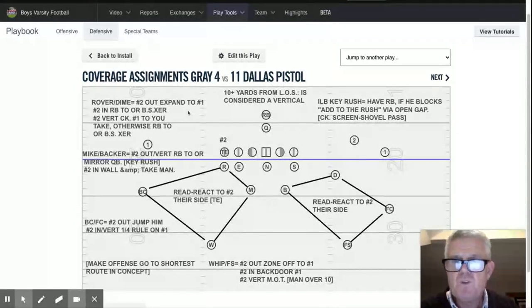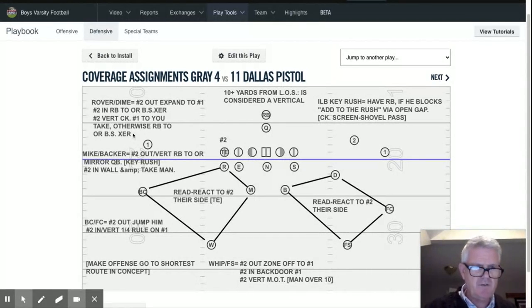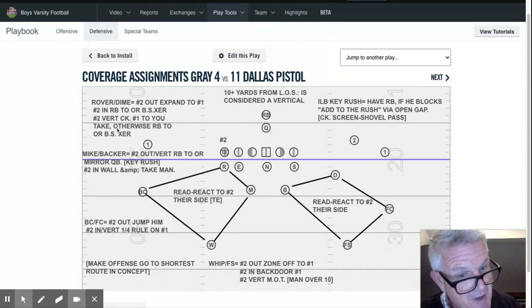All right? So when it comes to the rover and the dime, this is kind of easy. This coverage, after they read surface to 2, and if they can somehow redirect 2 and get hands on them is best, but the receivers are taught to avoid. When they do their best to disrupt 2's release, now they're always working outside to 1. Always. Makes it kind of easy. So if 2's outside, they expand to 1, they look at 1. If 1's coming hard inside, they pick up 1. Because remember, the corner is going to be taking 2.